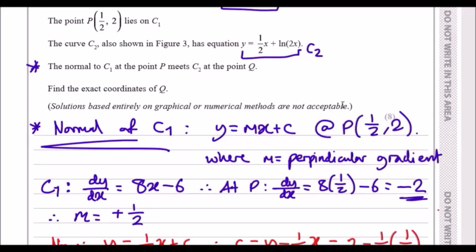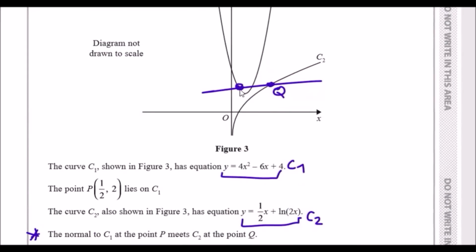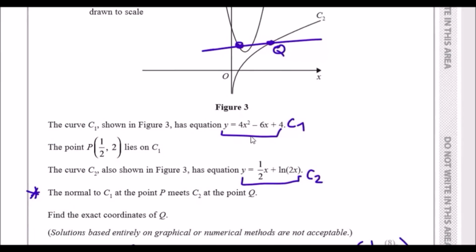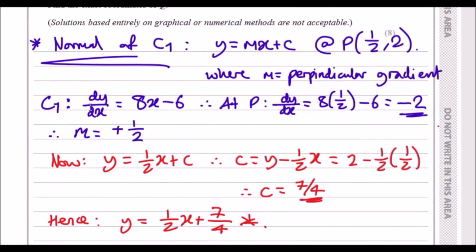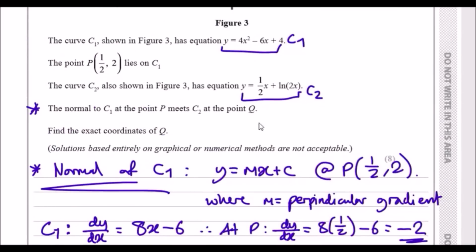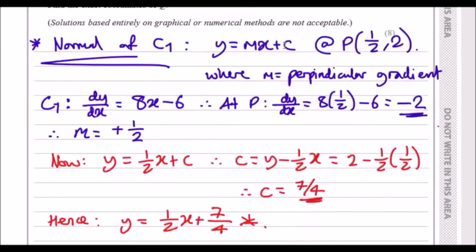Now to work this out, we use the C1 equation, which is the quadratic, and we differentiate that using dy/dx, because this is the definition of a gradient, and you should get 8x minus 6. This is very simple to differentiate. Bring down the power, so you get 8, remove the x, and then the constant disappears.